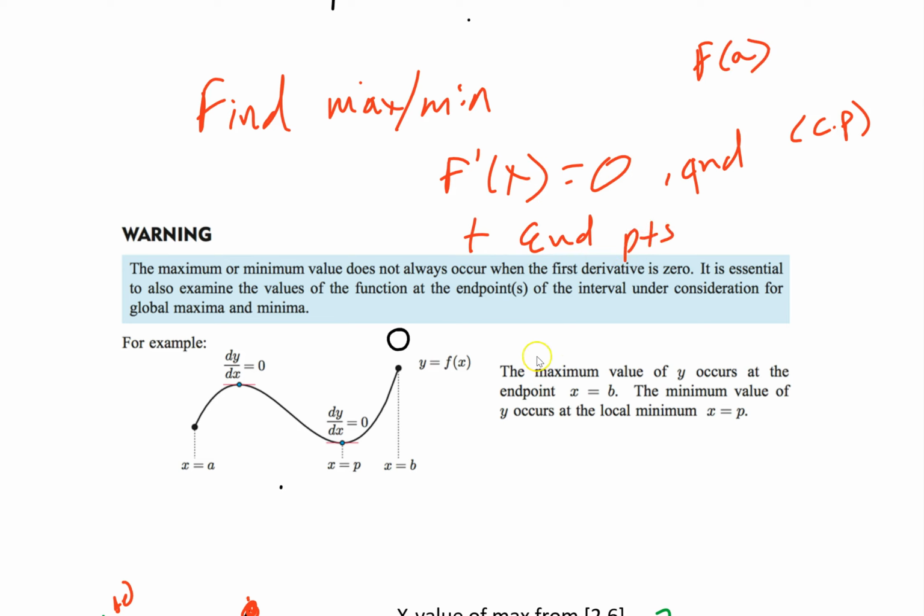The endpoints could also be a max or min, like this graph here. If you set the derivative equal to 0 and find critical points, you're going to get this point right there, and the point right there. But if I'm looking for the max, it's this thing right here. So how would I find that? You've got to worry about the endpoints also.